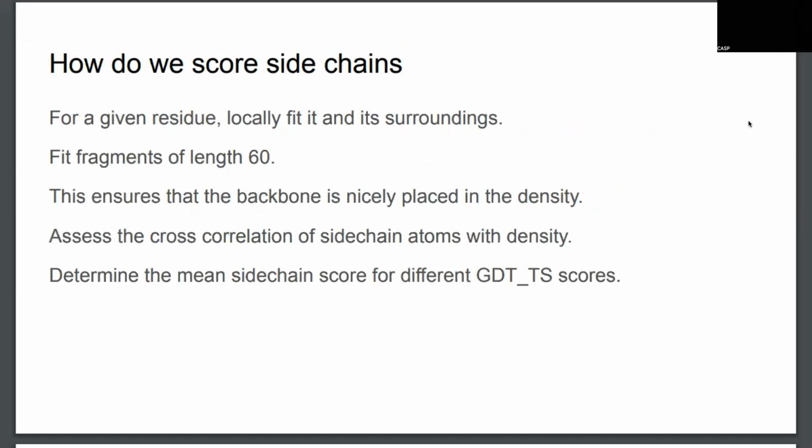Okay, so how do we score sidechains? The way we do it is for a given residue, we basically create a fragment and we fit that fragment to the CryoEM map. And the reason we create a fragment is because the structures always tend to be a little bit off. So we want to make sure the backbone's nicely positioned into the density. Once we've done that, we can then look at the voxels around the sidechains and assess how they fit.